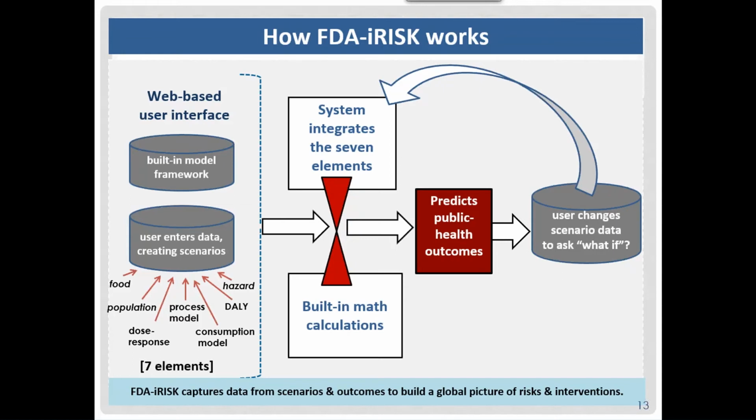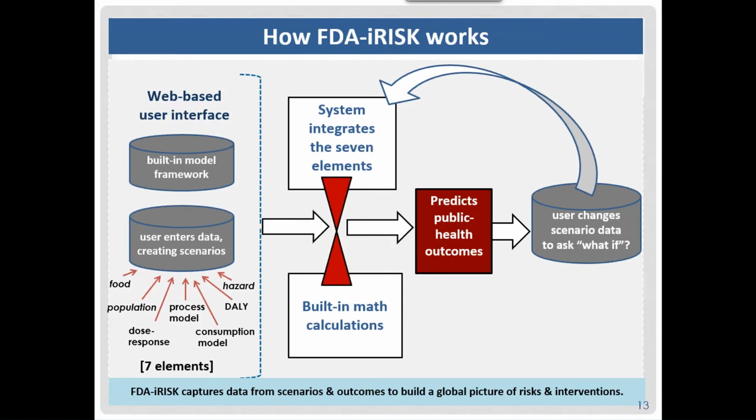The beauty of FDA-iRISK, we think, is what happens after the user gets the first report. On the right, the schematic shows the flexibility of the tool. The user can save the data and loop back to change elements of the risk scenario to simulate different interventions. The capacity to ask what-if questions makes FDA-iRISK particularly useful to address food safety issues. And I will explain more about what-if analysis later on because we've added a major new feature to enhance this capacity.